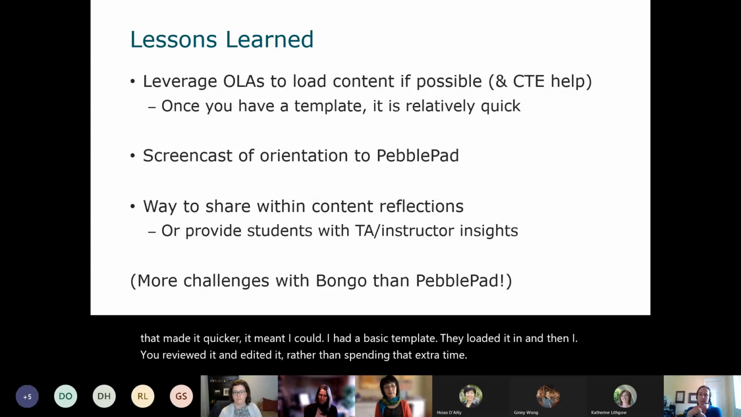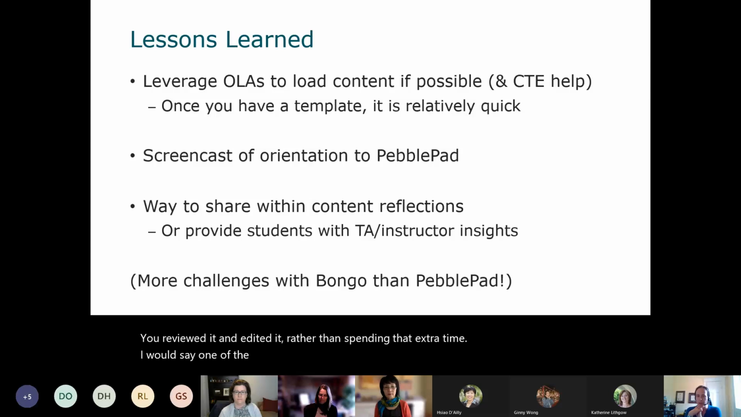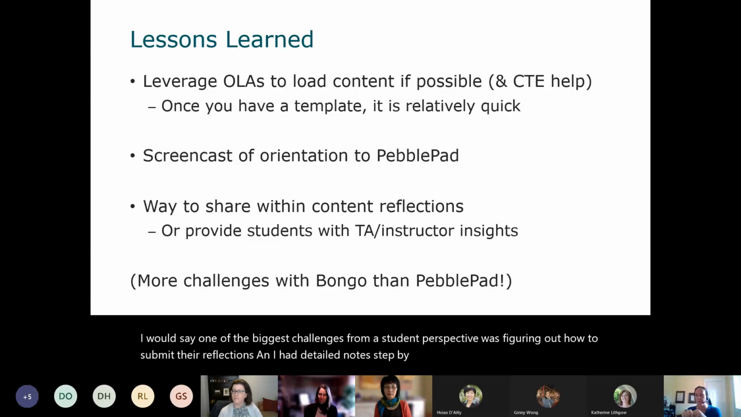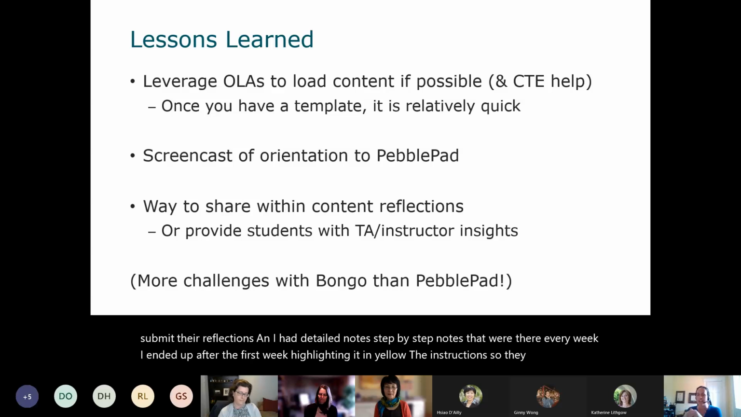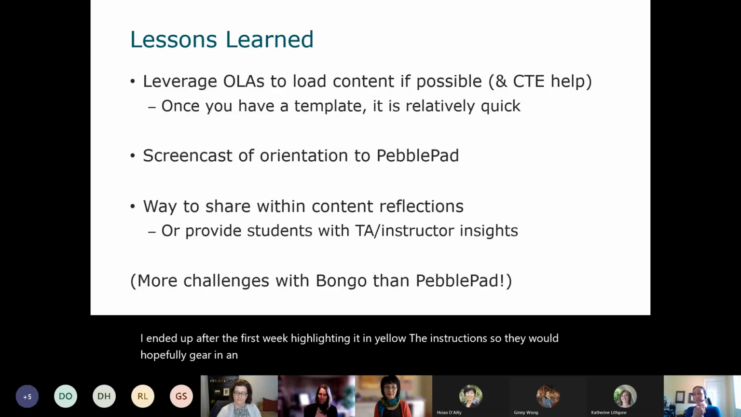I would say one of the biggest challenges from a student perspective was figuring out how to submit their reflections. I had detailed, step-by-step notes there every week. After the first week I highlighted the instructions in yellow so they would hopefully zero in on them. And still there were some people who didn't figure it out until several weeks into the term.